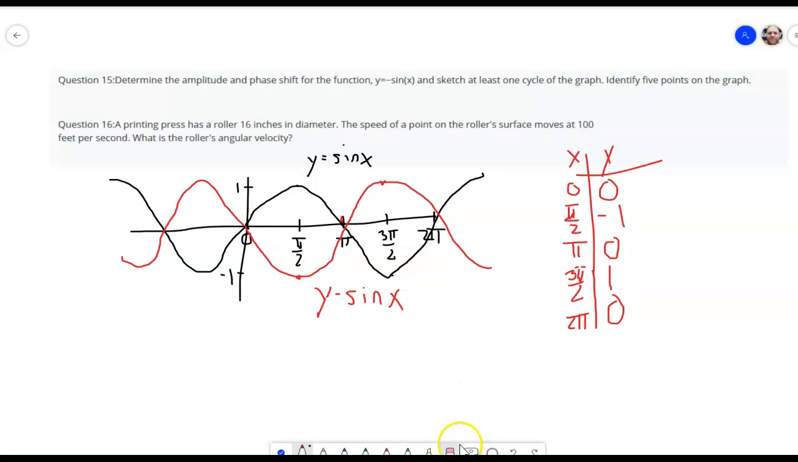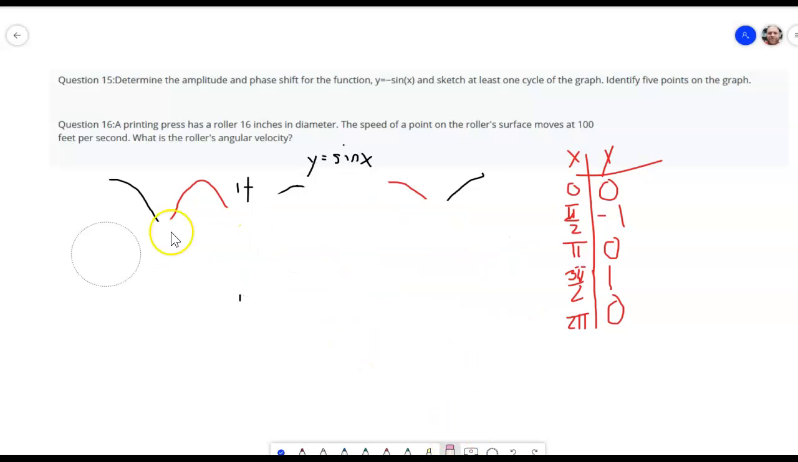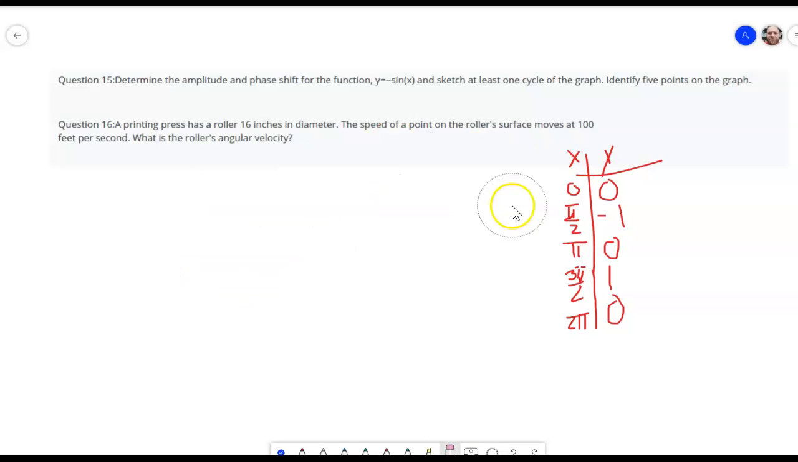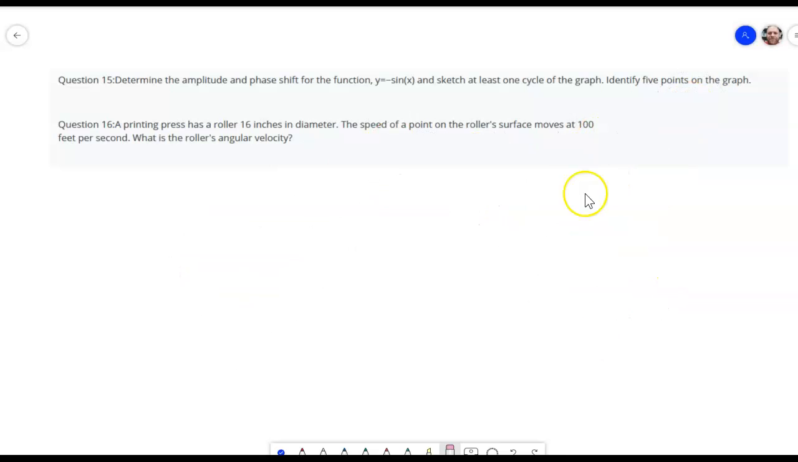All right, let's take a look at this second one here. And remember, when we're doing that, we're using the angles as our x values and then the actual values as our y values, the constants as our y values.